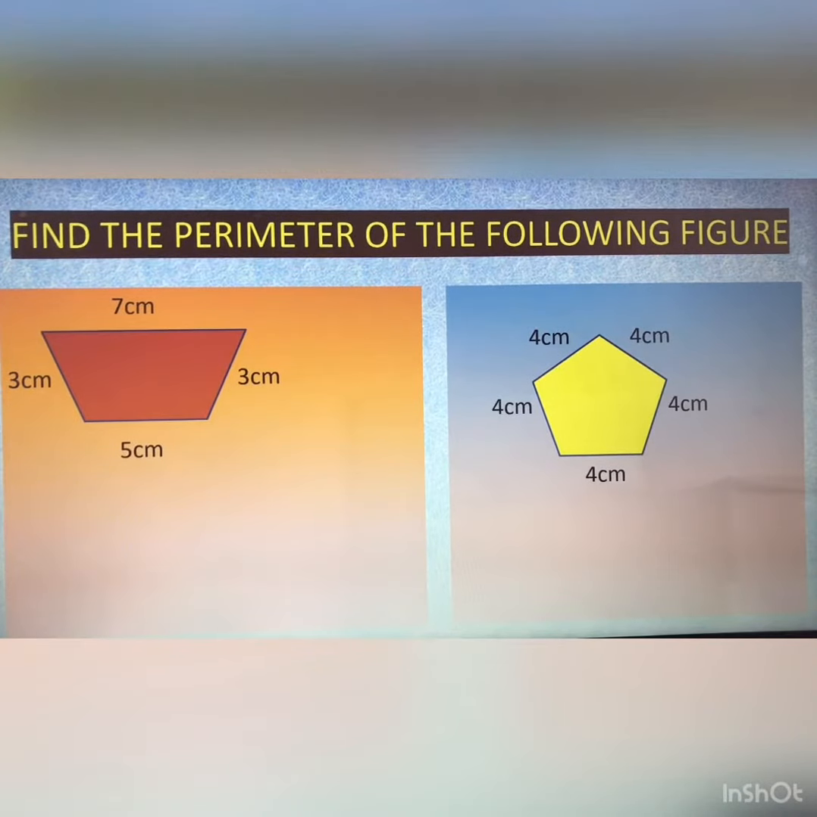Now here is the second geometrical shape, a pentagon, and this is a regular pentagon. Why? Because all sides are equal here.